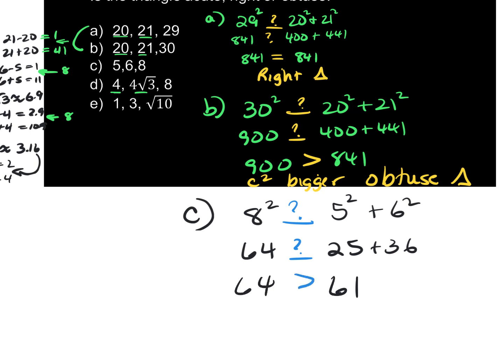So again, the c squared is bigger. So the triangle is obtuse.